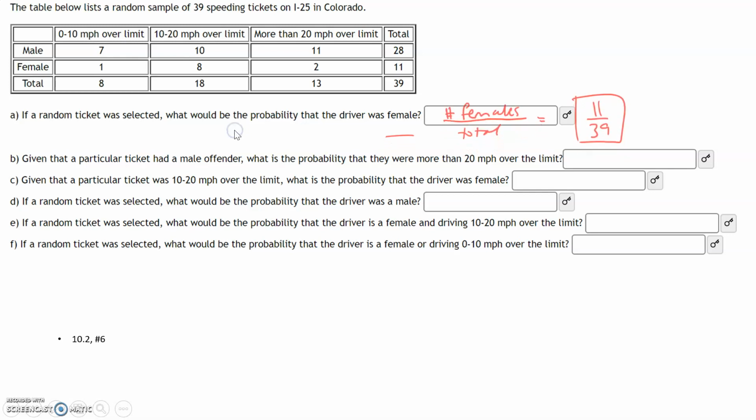Now the probability is always the number of successes. So in this case, anyone who's a female, we define as a success, divided by the total number of people. So we have 11 females over 39, and that is your probability.